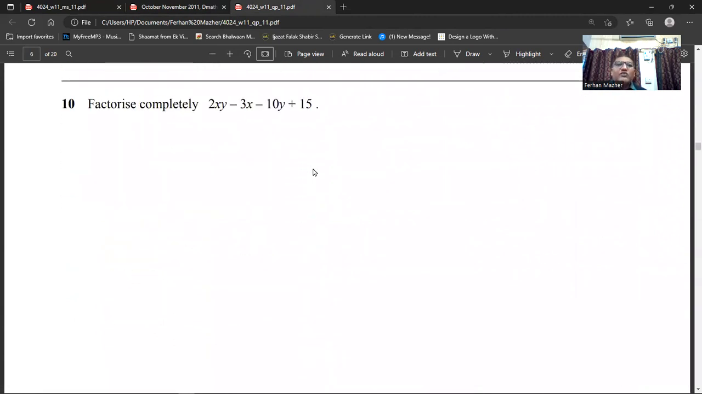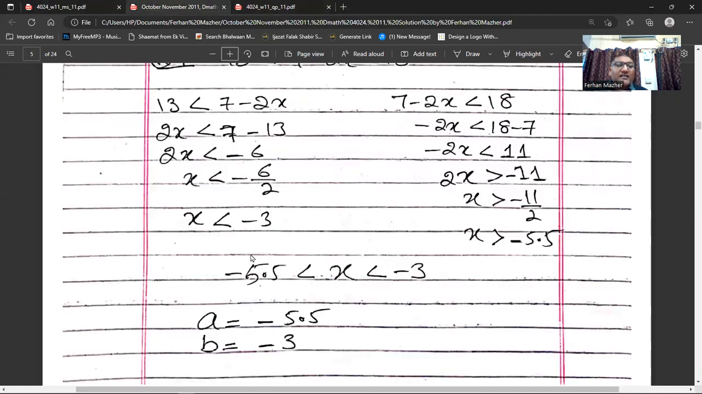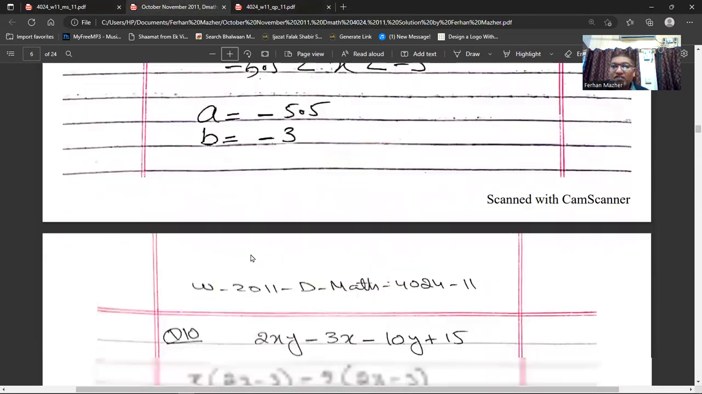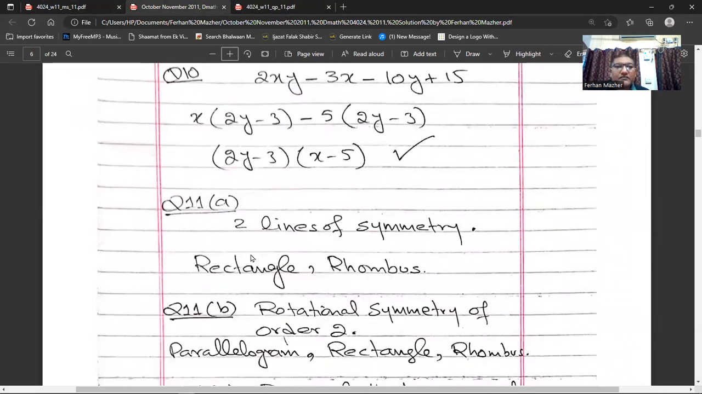This is a 2 marks question. This is question number 10. He says, factorize completely: 2xy minus 3x minus 10y plus 15. So it's a 4-term expression. From the first 2 terms, I can take x common. From the last 2 terms, I can take minus 5 common, and this will be factorized. This is how you will start this factorization.